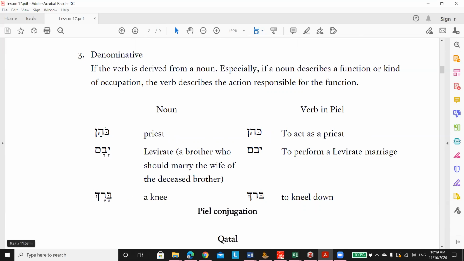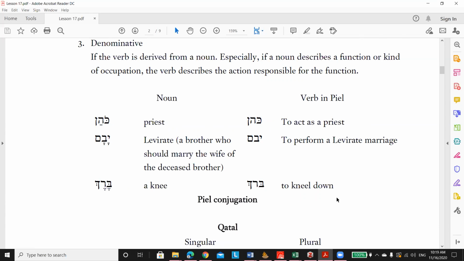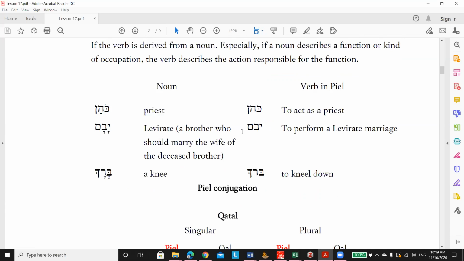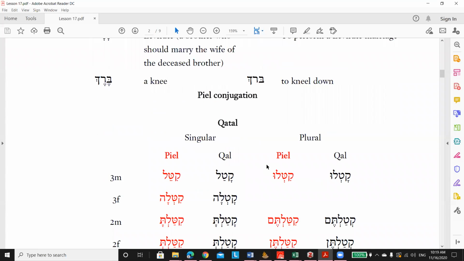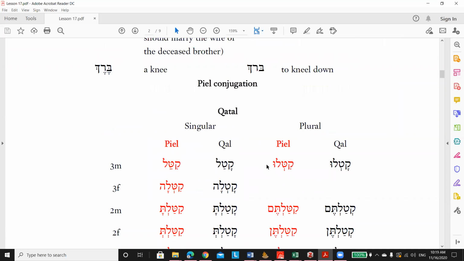And berech, and barach or birech, to kneel down. So do you see, this is just when the verb is derived from the noun. In this case, it has the Piel stem. It is in the Piel stem. Now let us see the Piel conjugation. So now we understand the meaning of Piel, but now let us see how it is formed.